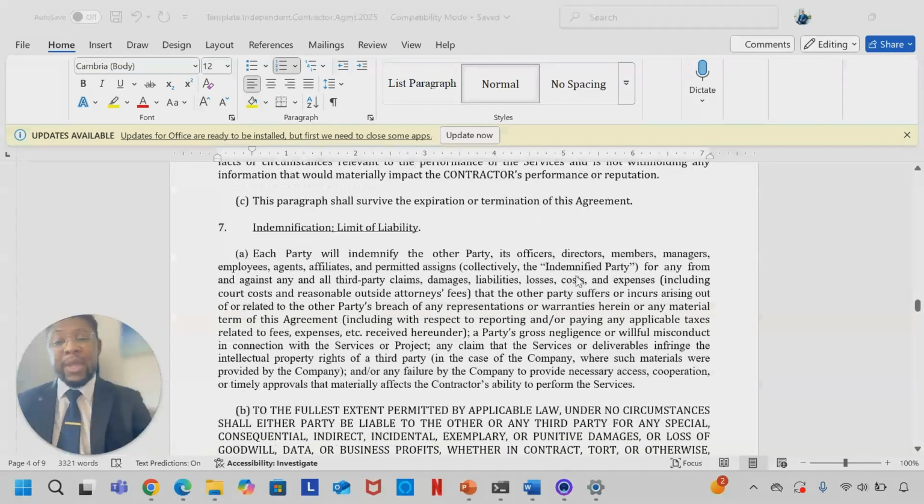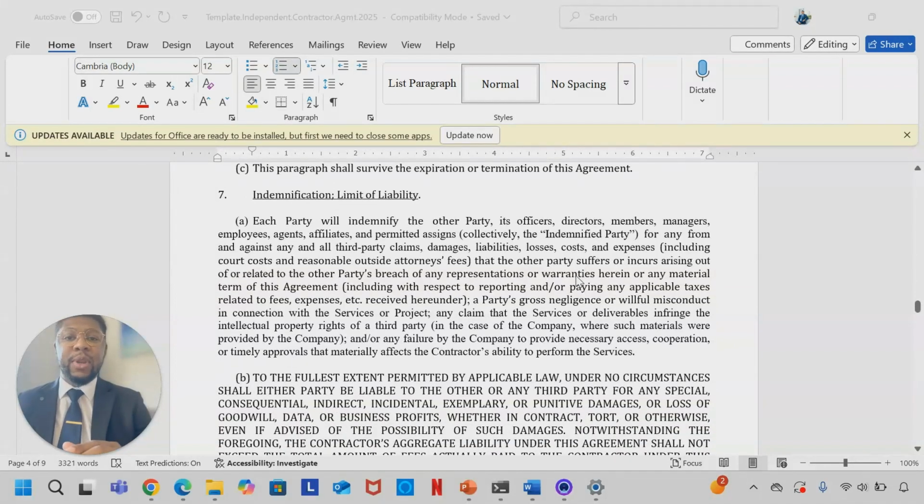In the indemnification section, this is what's going to really give you the peace of mind to enter into this agreement, whether it's with a company that you know very well or an up-and-coming company.